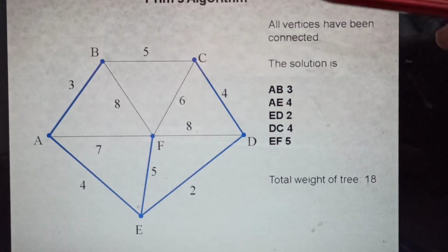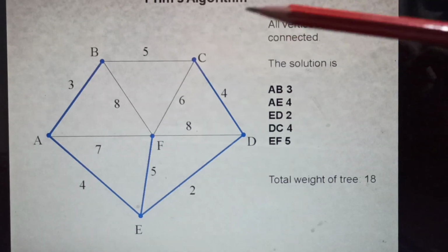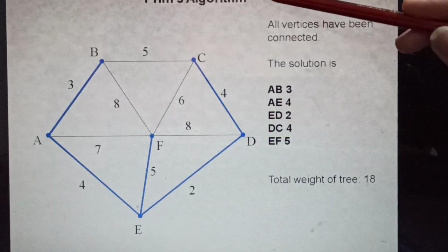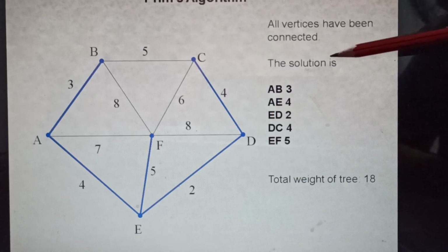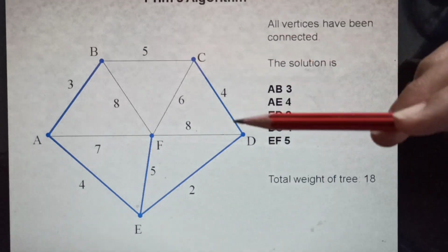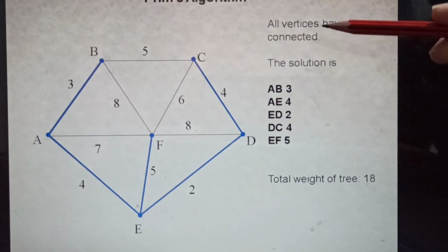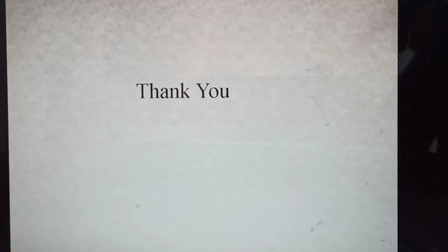The only difference is in the implementation. Kruskal's works edge by edge and Prim's algorithm works vertex by vertex. So this is the difference between Prim's algorithm and Kruskal's algorithm. Hope you have understood the concept of the minimum spanning tree.